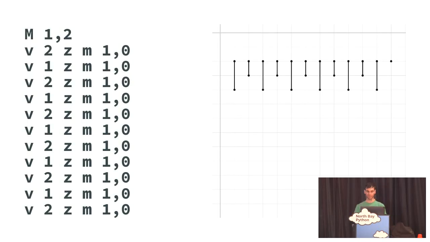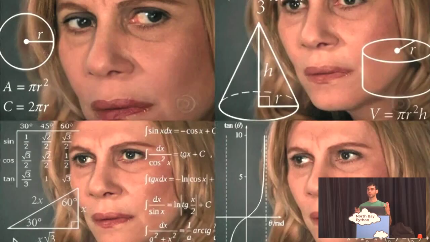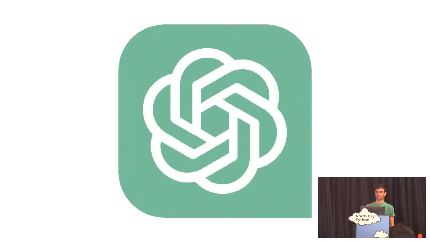Great. But what about more complex shapes, like this circle with degree markings that takes forever to change? Well, I could sit down and calculate the maths to do it, or I could just ask ChatGPT.